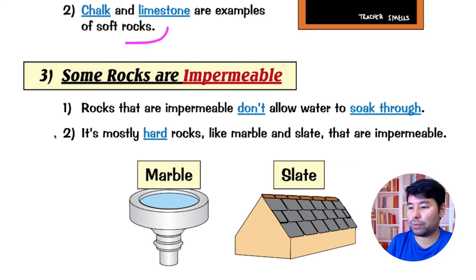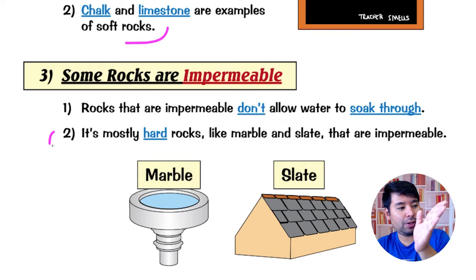Number 2, as we have here, it's mostly hard rocks like marble and slate that are impermeable. So if we want to look for rocks that we are sure are impermeable, we have to look for harder ones, because it seems that the harder it is, the more impermeable it is. That's the idea that we have here.